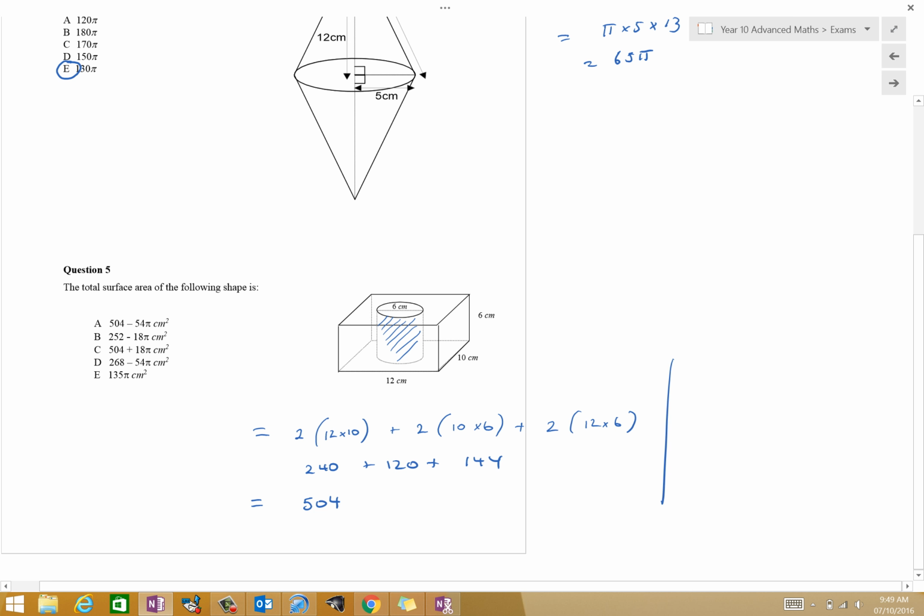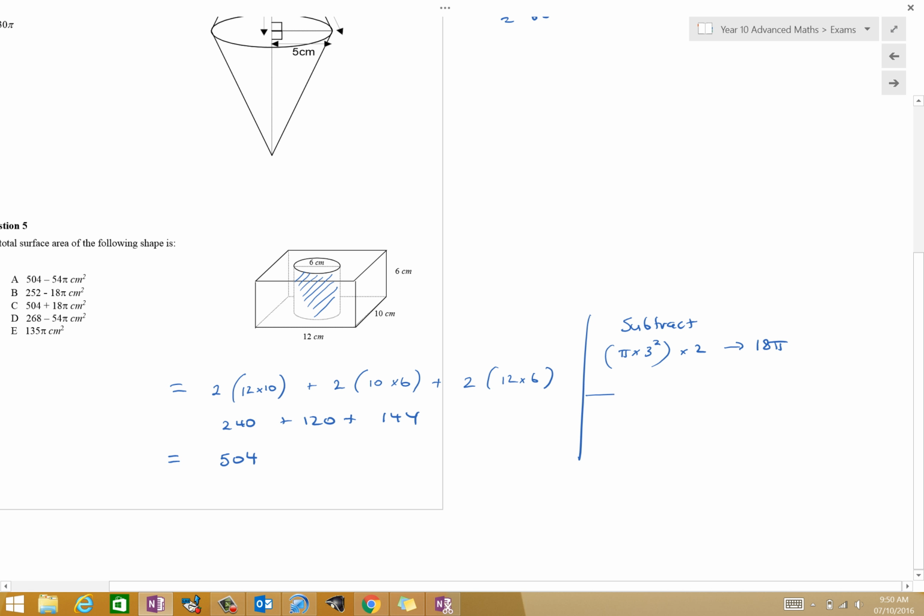But then what we have to do is we need to subtract 2 circles. Okay, so we need to subtract pi r squared, which is pi times 3 squared, and there's 2 of them. Now that's going to be equal to 18 pi. Now, what a lot of people did then is they go, oh, the only one with 18 pi is b, so it must be b if I'm subtracting away.